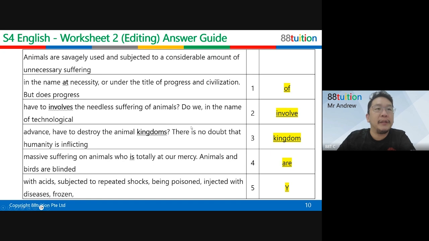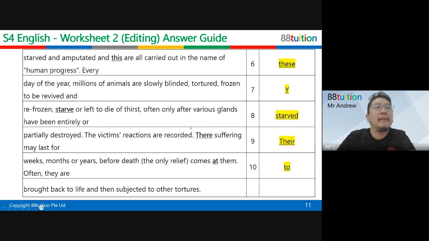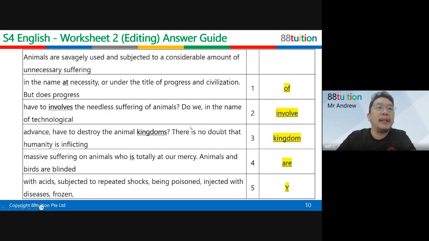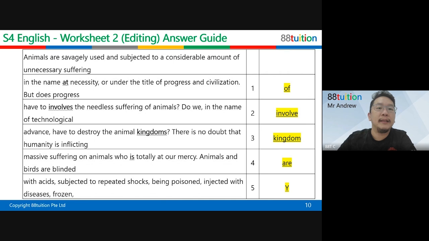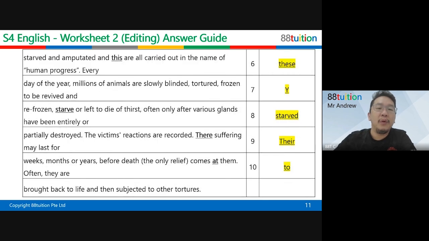Let's go to the next 5 questions. Okay, so the birds are subjected to all these things. They're also starved and amputated. And these are all carried out in the name of human progress. Okay, there are multiple things being done to the animals and birds. So the collective will be to use the word these, T-H-E-S-E.